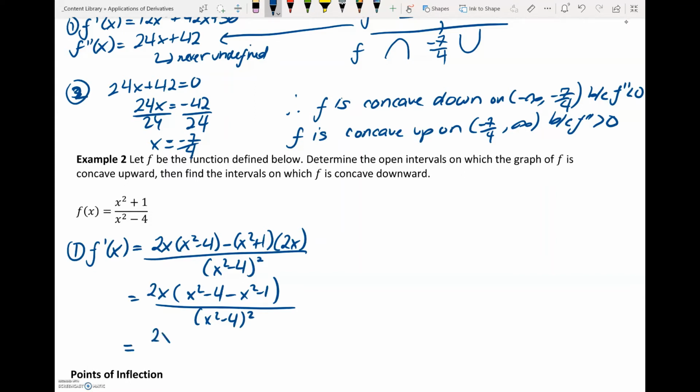And then simplify. So we have negative 10x all over (x squared minus 4) squared. Now we'll find the double derivative.